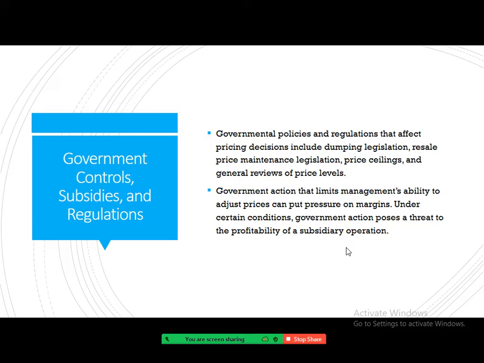Other government requirements that affect pricing decisions are profit transfer rules that restrict the conditions under which profit can be transferred from a country. Under such rules, a high transfer price paid for imported goods by an affiliated company can be interpreted as a device for transferring profits out of a country.